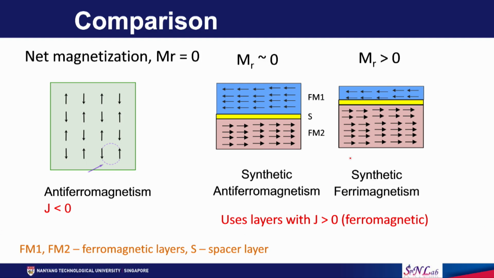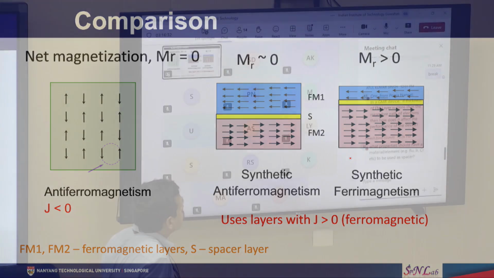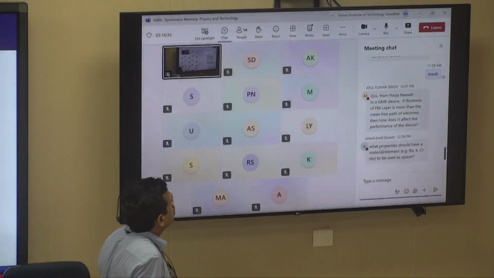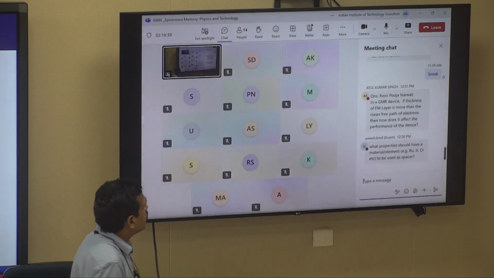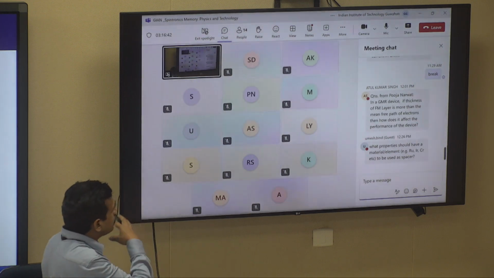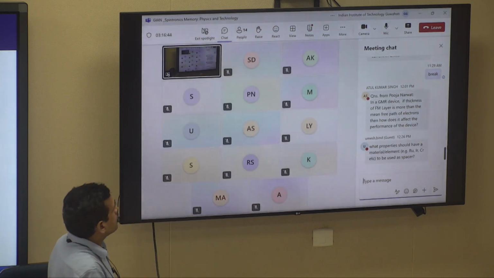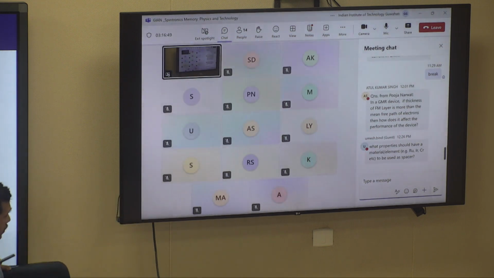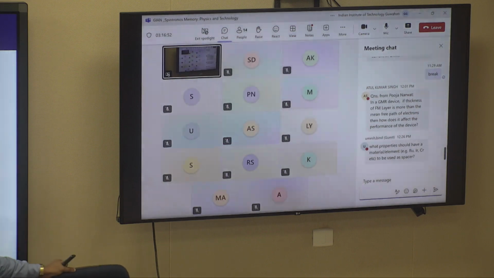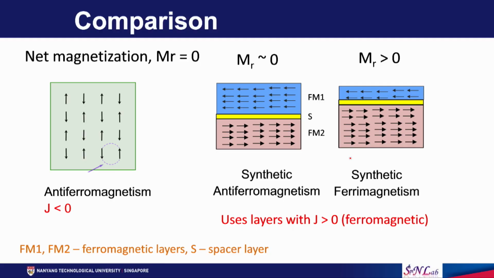One is from Sujan Rawat. In a GMR device, if the thickness of the ferromagnetic layer is more than the mean free path of the electron, how does this affect? Maybe your GMR will be reduced. So, the GMR effect will be reduced as you keep increasing the ferromagnetic layer thickness more and more. So, beyond a certain value you may not be able to observe GMR.